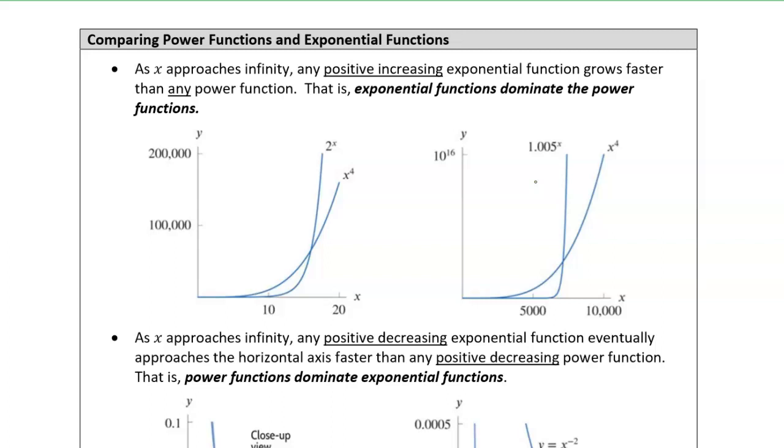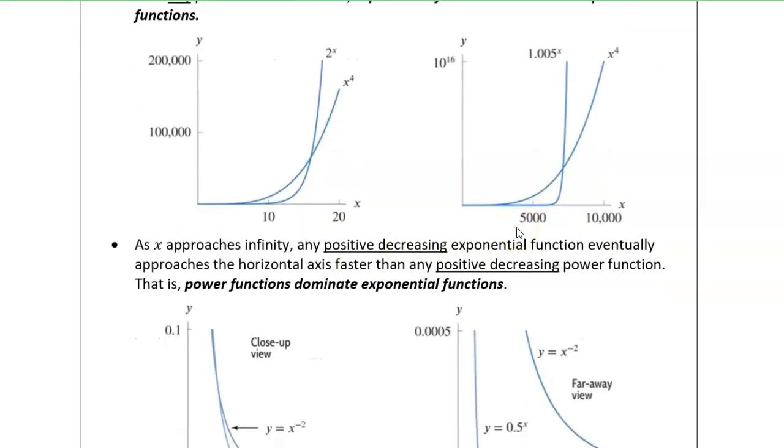But even something like 1.005 to the x, which is pretty darn close to 1, is not going to grow very fast at first, but in the long run, it grows way faster than x to the fourth. It takes a little longer for it to get there, but it grows faster in the long run. So that's the first important thing to know about exponential functions: they always dominate power functions in the long run.